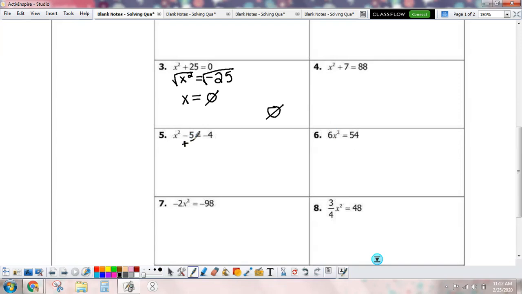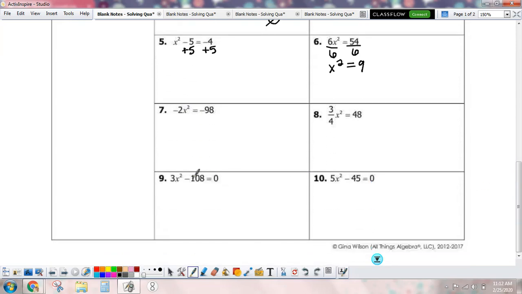Okay, you have a 6x squared here. So I'm going to divide both sides by 6 to get x squared equals 9. And then I can go ahead and solve from here. Okay, so same idea. Some of these have, if you look at numbers 9 and 10, there's 2 different things. So make sure you're adding and then dividing on those kind.